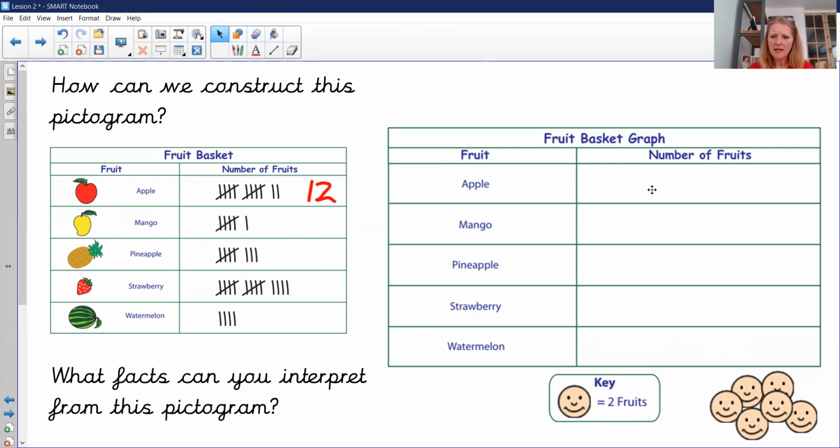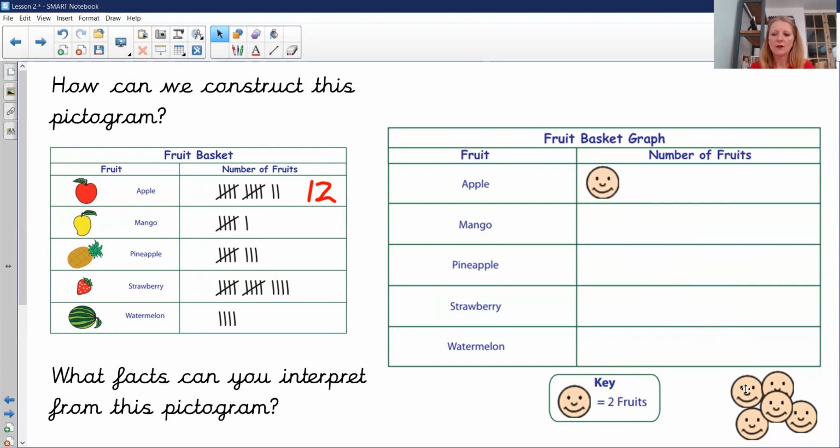And then over here, next to apple, I need to record that using smiley faces. But one smiley face means 2 fruits. So how many smiley faces am I going to put in for apple? Can you work it out? Yeah, it would be 6 smiley faces because each one is worth 2.